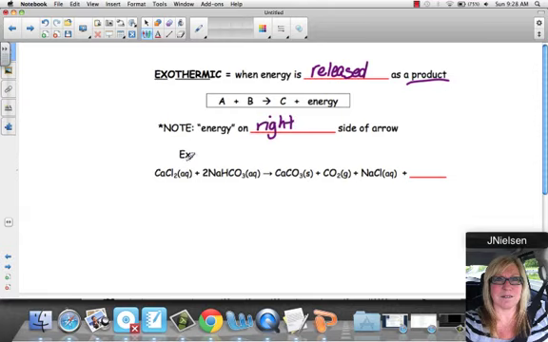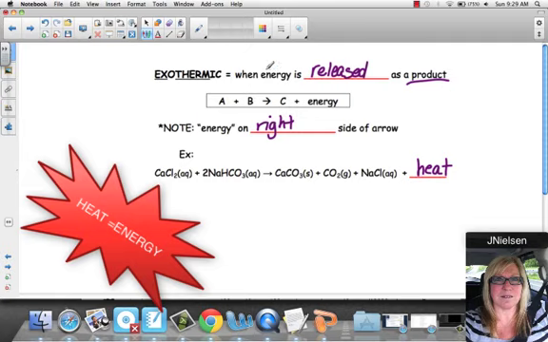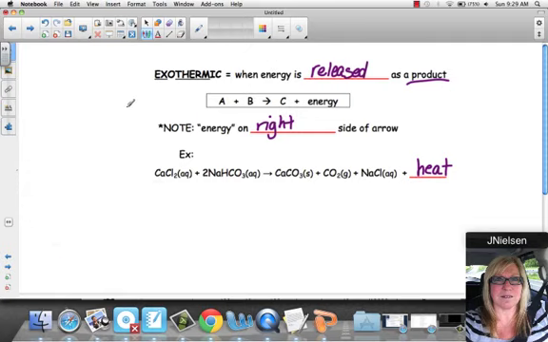And here's an example. You have calcium chloride, which is a salt, plus sodium carbonate, which is baking soda, and that's going to produce calcium carbonate, carbon dioxide, sodium chloride, and heat. So, right here, A plus B yields C. Here you have bonds forming.